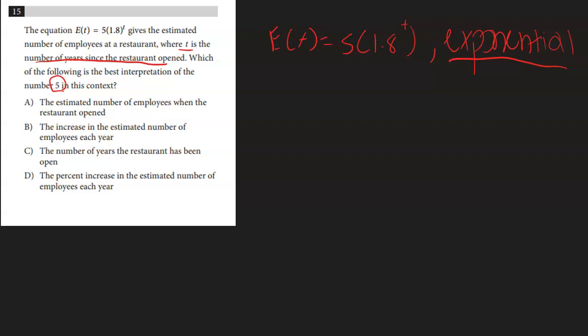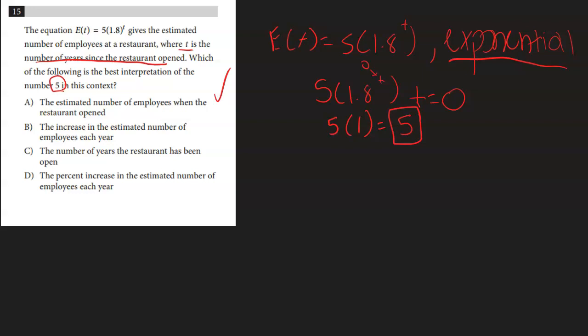If you take this equation, so let's bring it back down to 5 times 1.8 to the power of t. When the restaurant opened, we would be at t equals 0, meaning 0 years since the restaurant opened. And so if we put 1.8 to the power of 0, it's going to equal 1. And so it's going to be 5 times 1 equaling 5. So yeah, A is a very likely answer.